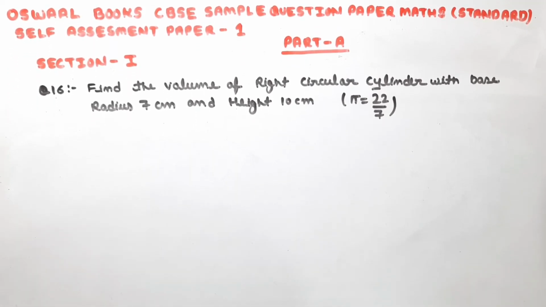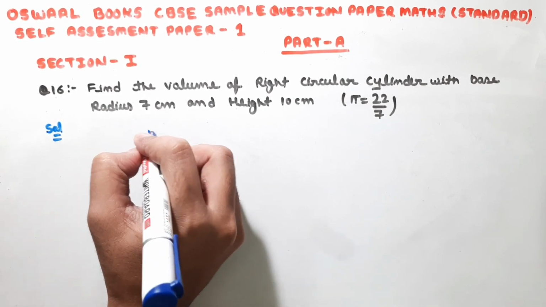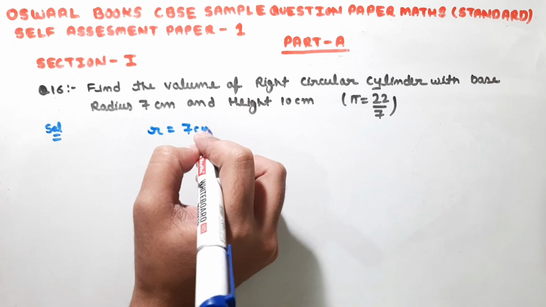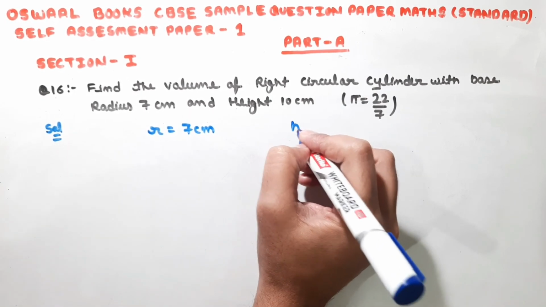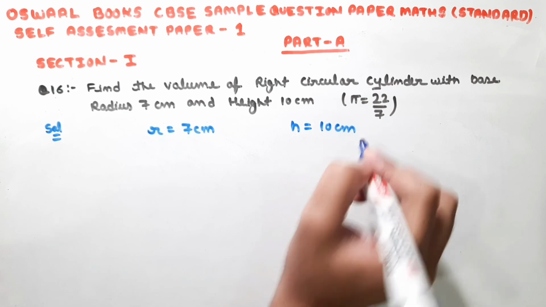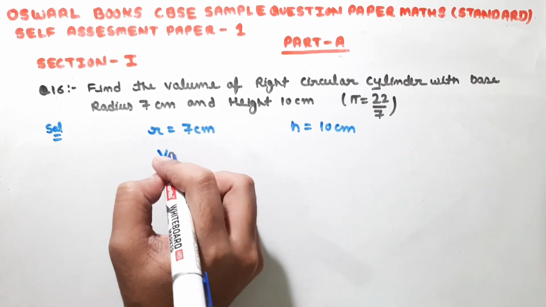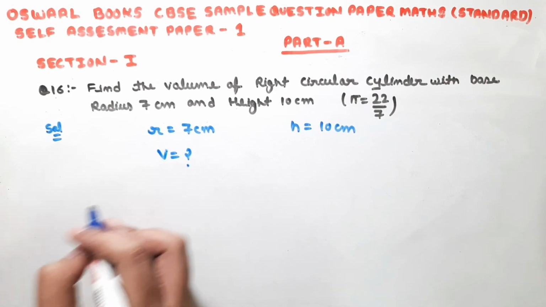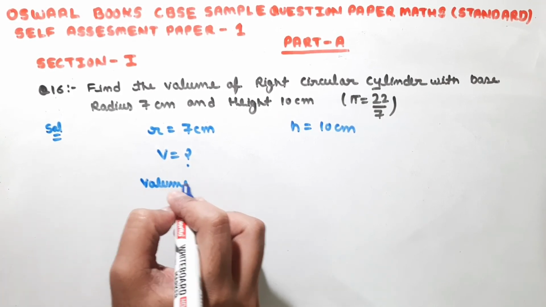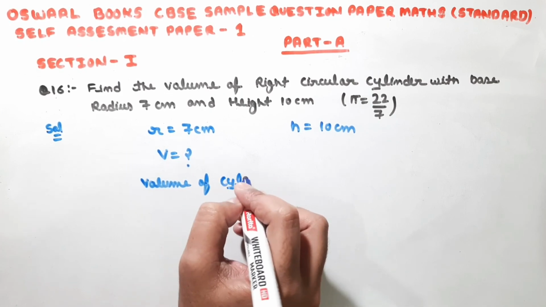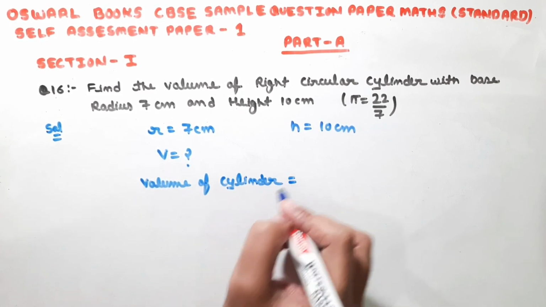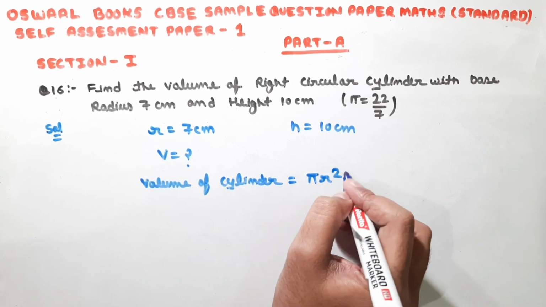Question number 16. Find the volume of a right circular cylinder with base radius 7 cm and height 10 cm. In this problem, we have given the base radius of the cylinder, that is r, 7 cm, and height h is 10 cm. We have to find the volume V. We know that the volume of a cylinder is given by pi r square h.